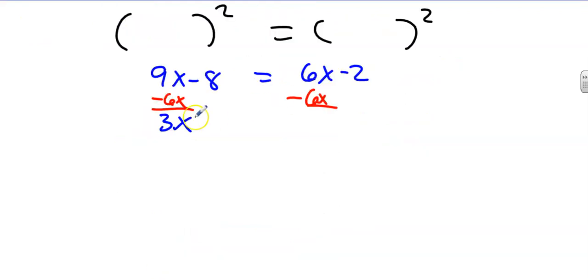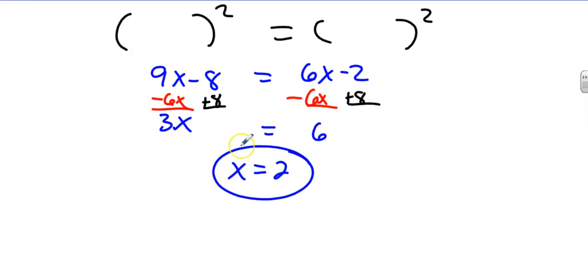And then if we move the 6x's over here, we're going to move that 8 over to here. Negative 2 plus 8 will make that 6. So if 3x equals 6, then we get x equals 2.